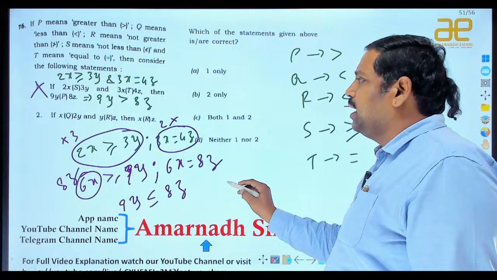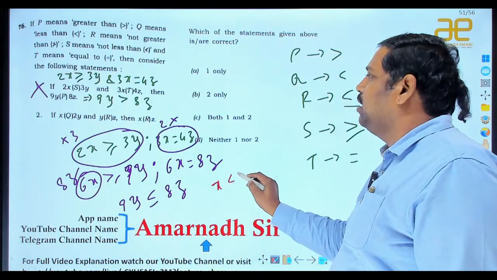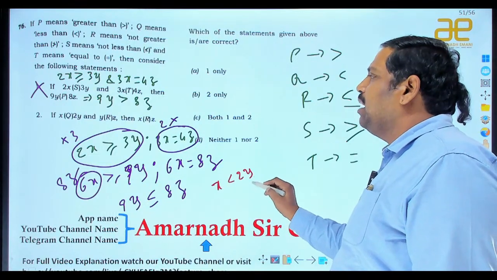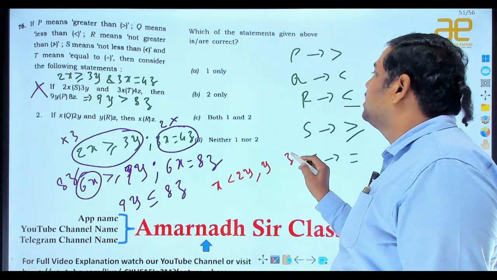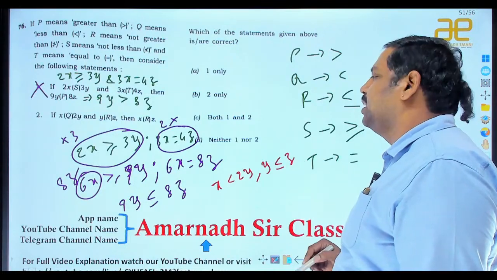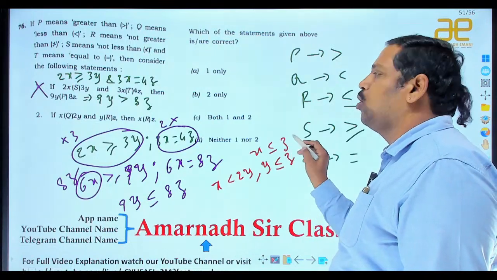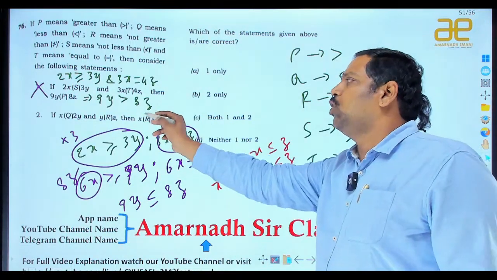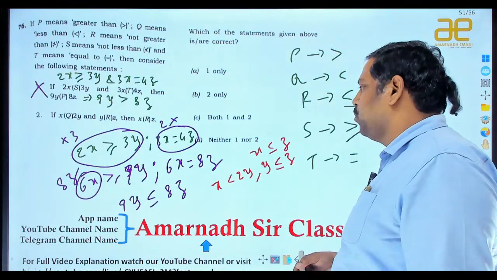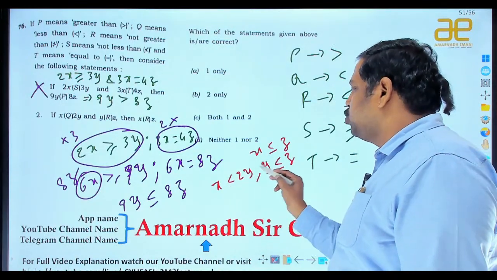Okay, the second one I'm writing here directly. X is less than 2y, and Y and Z are directly related: y is less than or equal to z. And he's asking whether X is less than or equal to Z or not. From these two, are you able to decide this or not? He's asking.